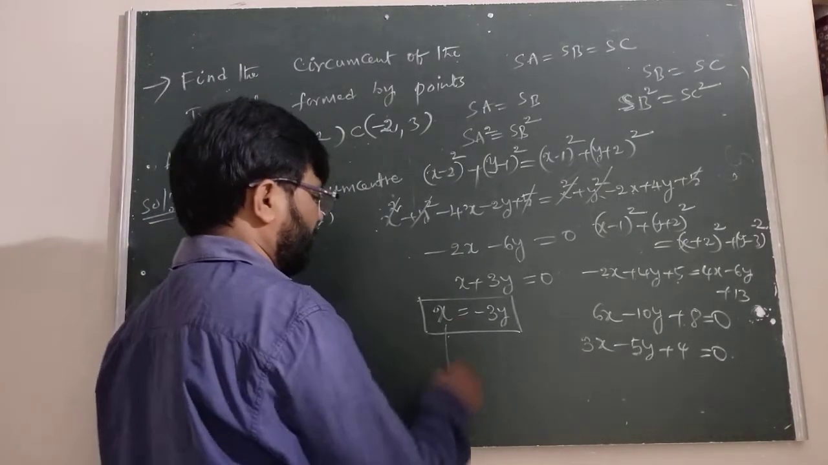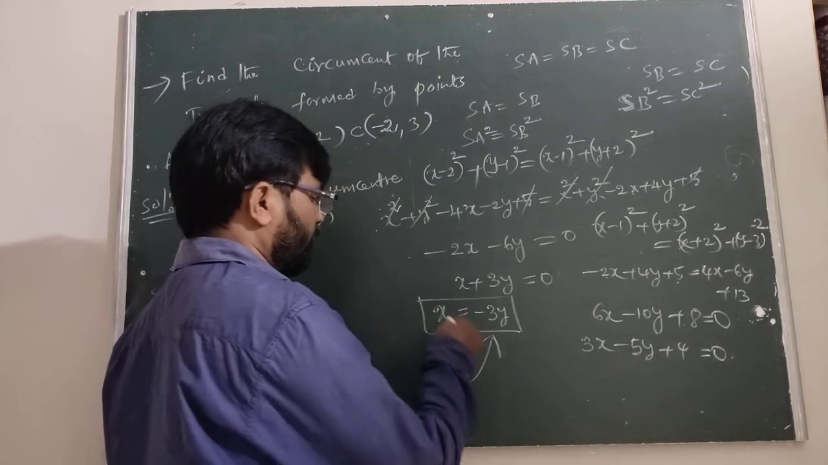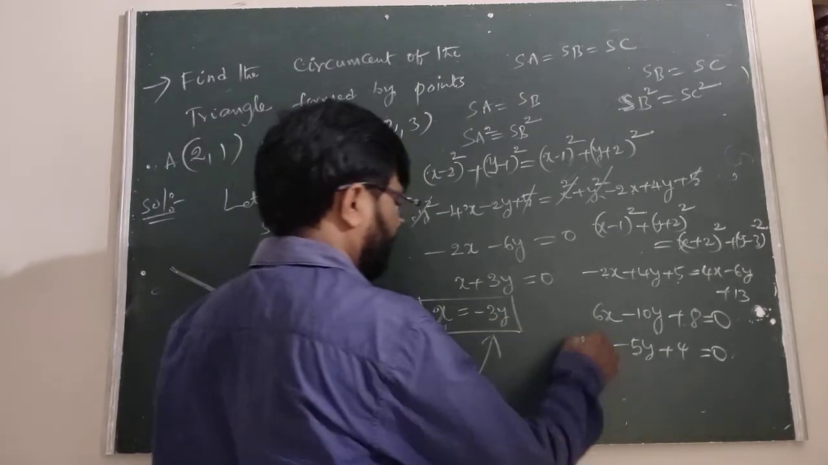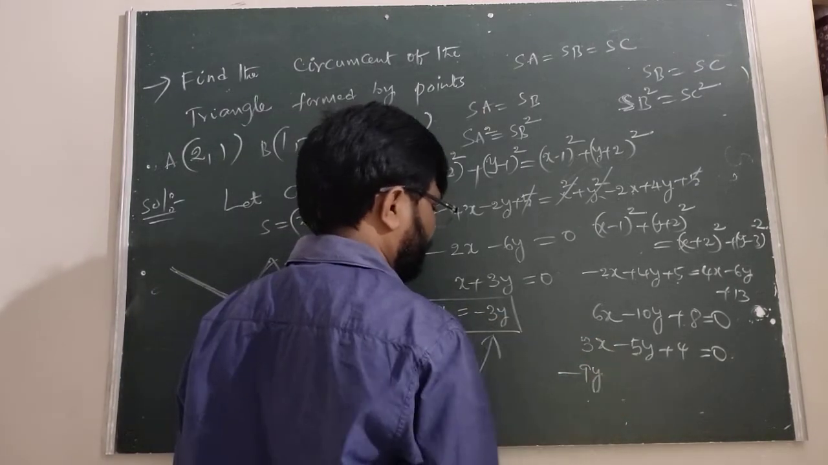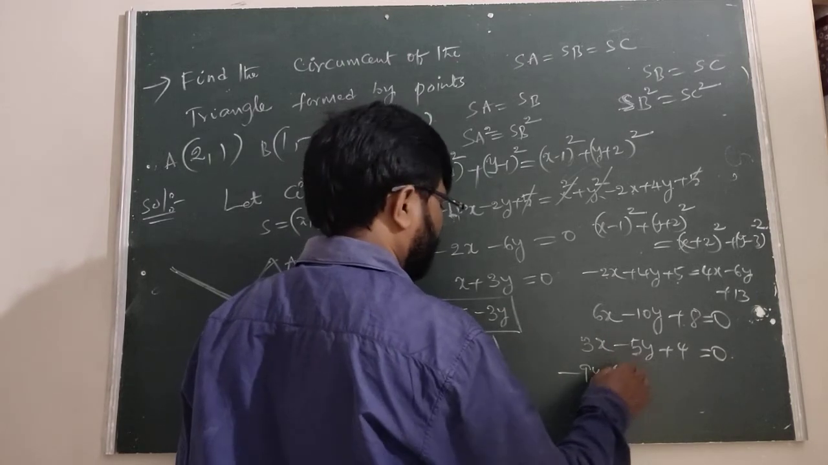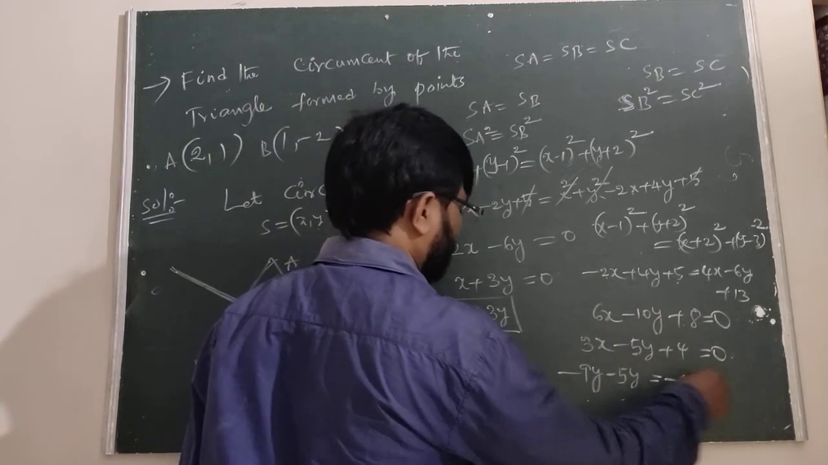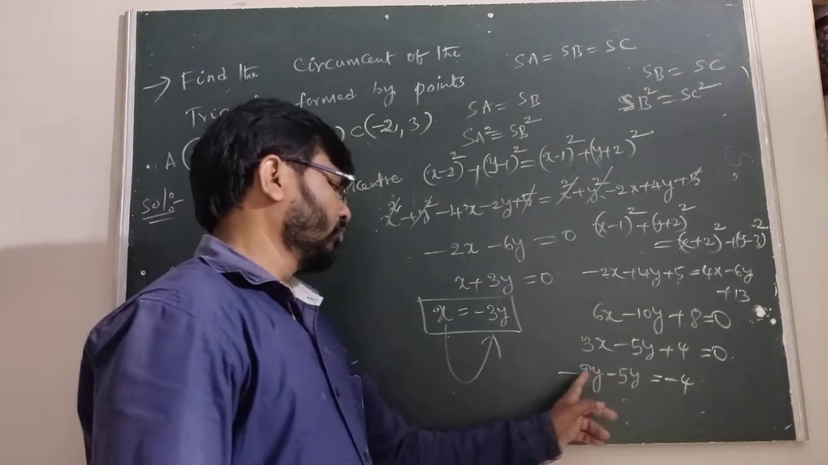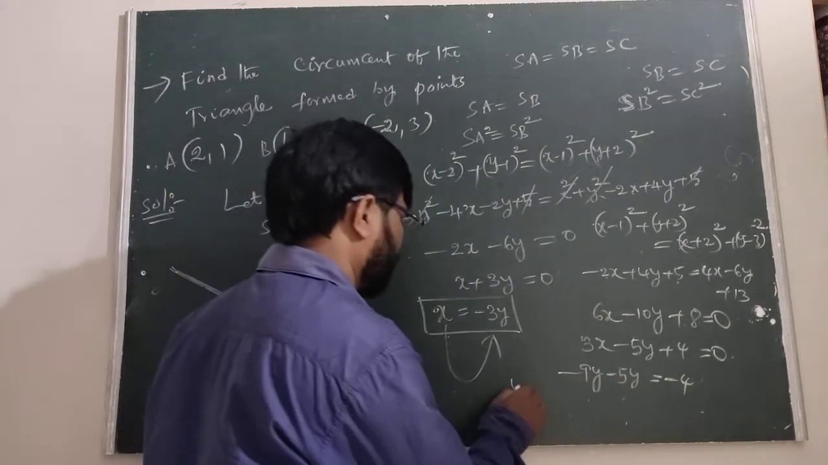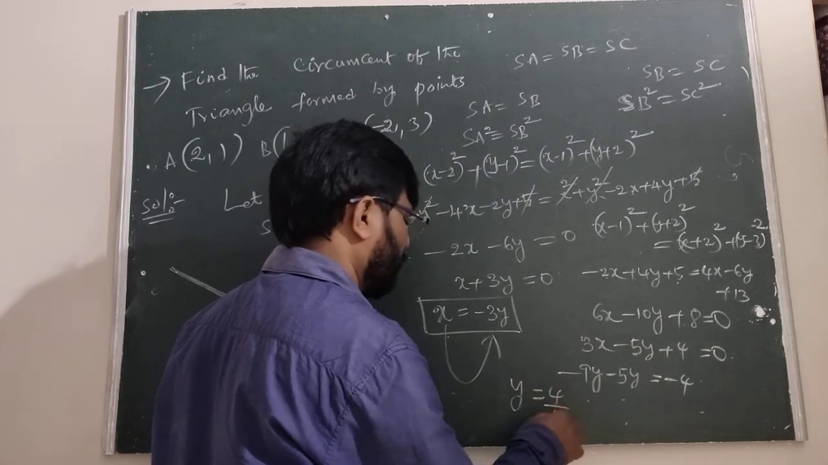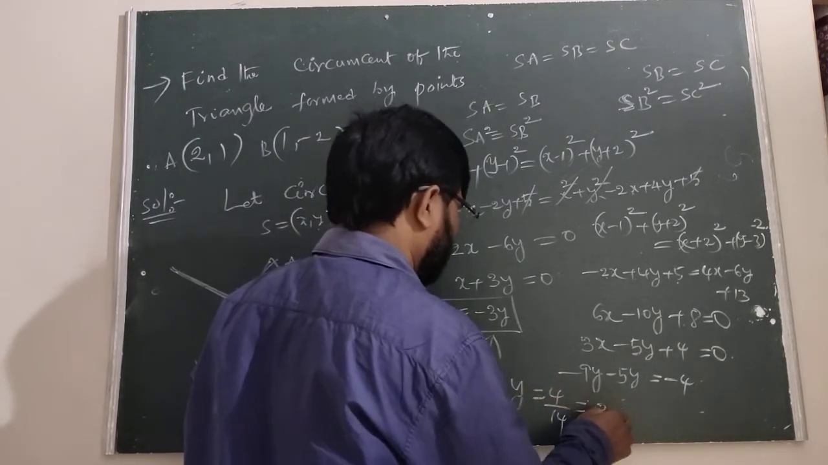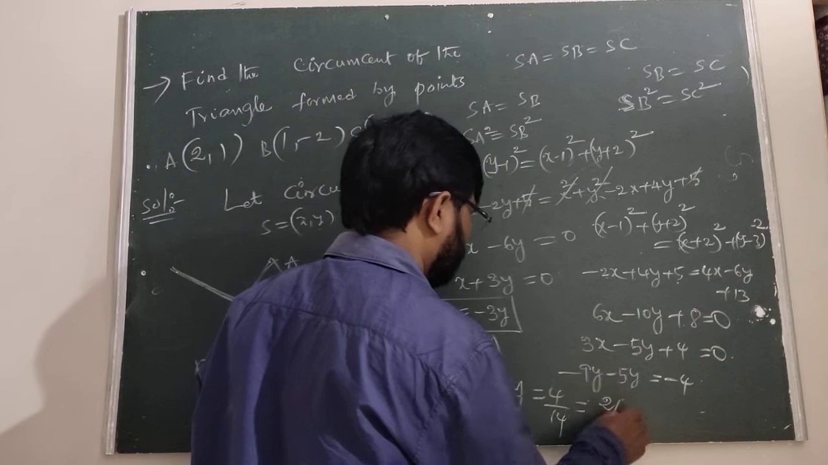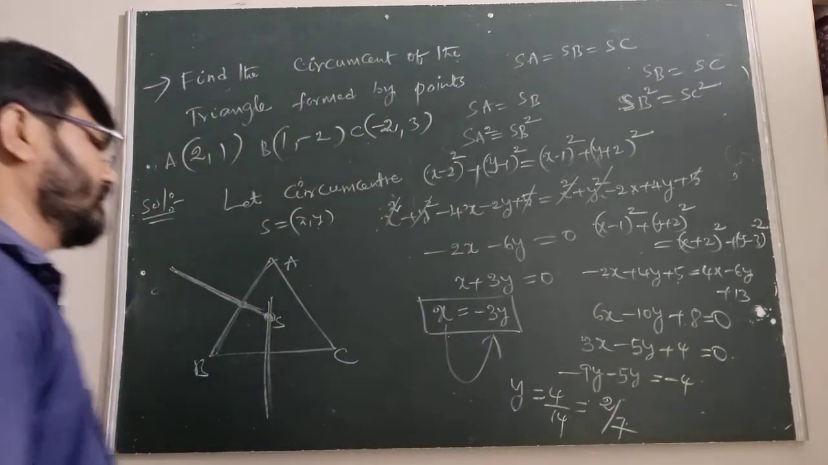Another method is the substitution method. When we take x equal to minus 3y, this is minus 9y, since 3 3s are 9. Now this is 5y equal to minus 4. You can write 9 plus 5 is 14. Therefore y equals 4 by 14, which is 2 by 7. So 2 by 7 is y.